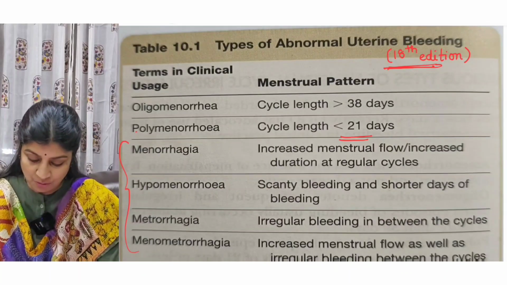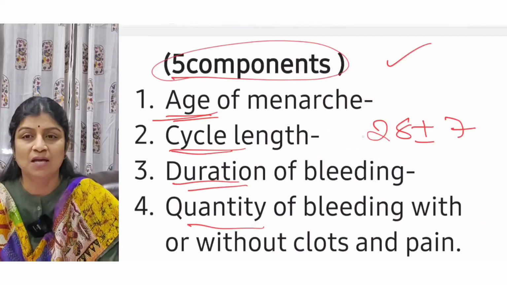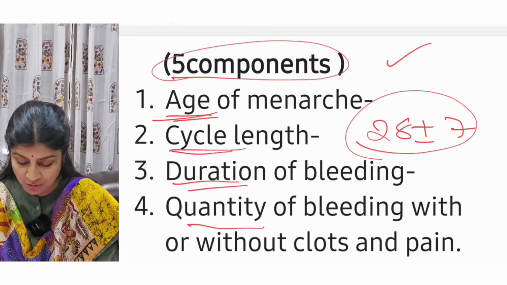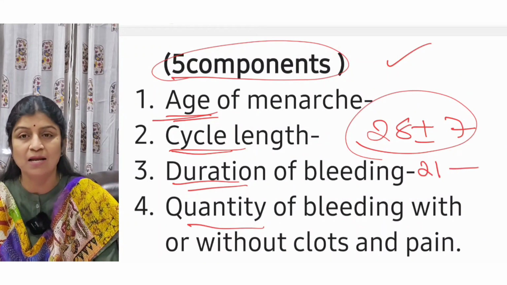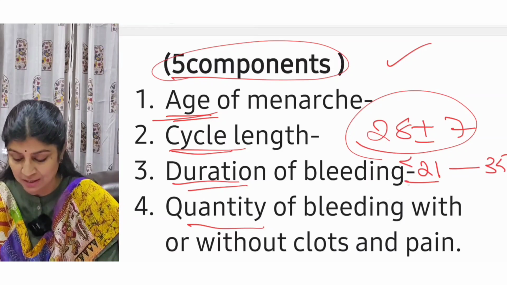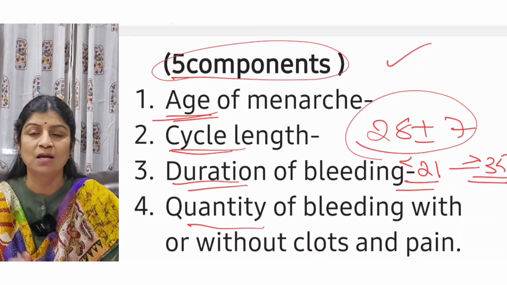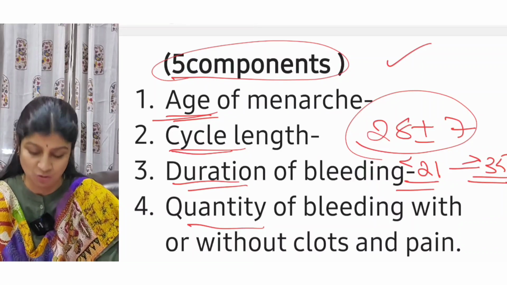To reduce the confusion, remember 28 plus or minus 7 days, which is equivalent to 21 to 35 days. Any cycle which is less than 21 days is polymenorrhea. Any cycle length more than 35 days is oligomenorrhea. So poly is frequent menstruation, and oligomenorrhea is infrequent menstruation.